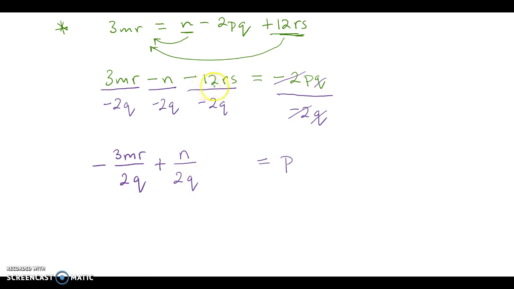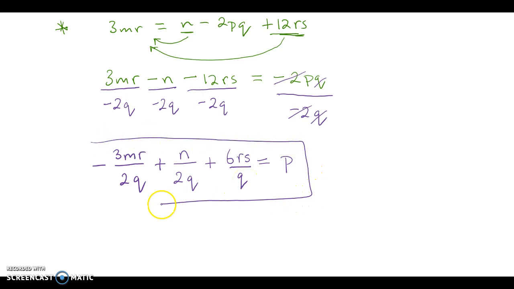And the last term, negative 12rs over negative 2q. A minus over a minus is a plus, so it's a plus again. 12 divided by 2 is 6. And then we have rs, we divided the numbers already. 12 divided by 2 is 6. rs, so all we're left with on the bottom is q. So now here is another way of writing p on its own.